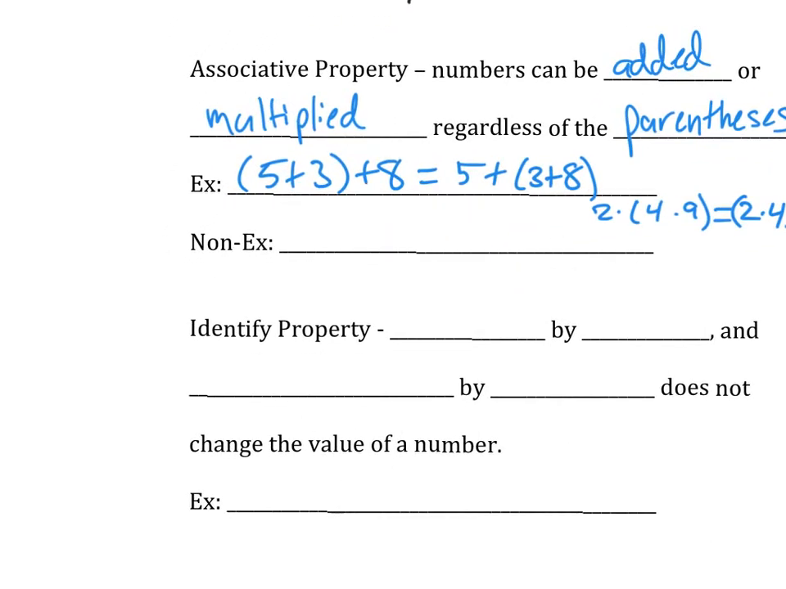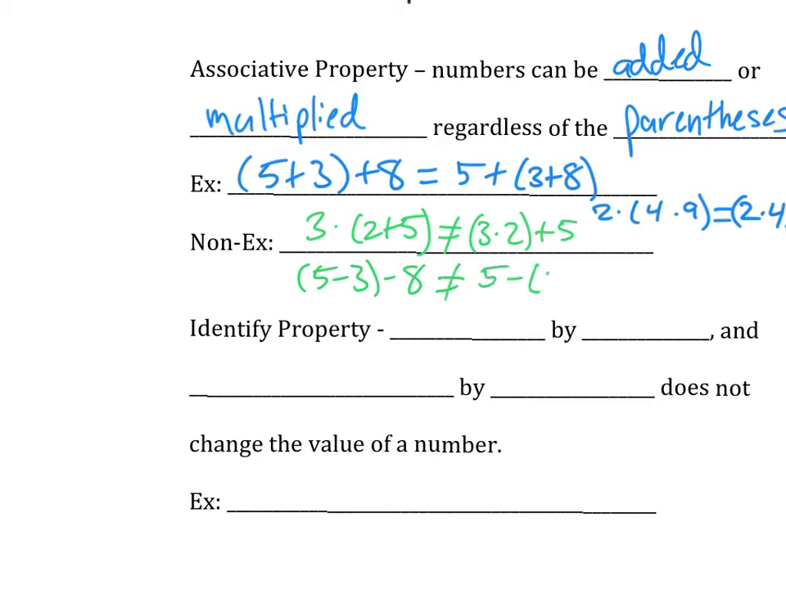Some non-examples would be if we had 3 times 2 plus 5, which would not be equal to 3 times 2 plus 5 with the parentheses placed differently. Okay, that's that thing with the must have the same operation throughout. Okay, those two things would not be equal. Also, this doesn't work with subtraction. So if we had 5 minus 3 minus 8, that would not be the same thing as in parentheses 5 minus 3 minus 8. Okay?